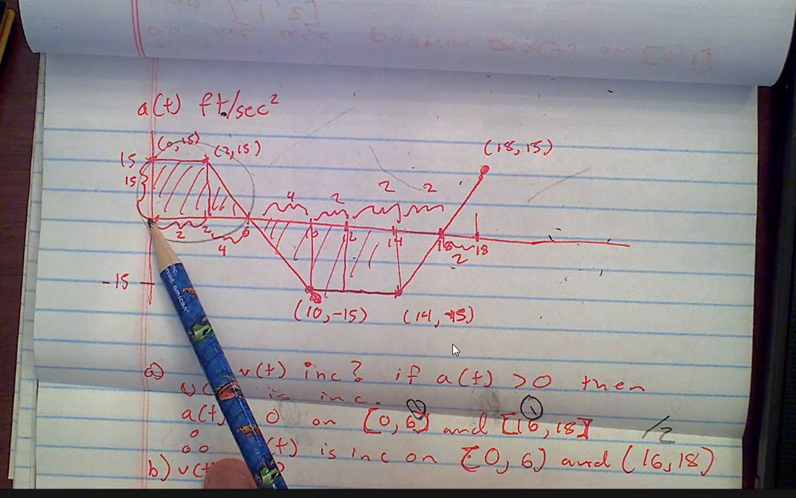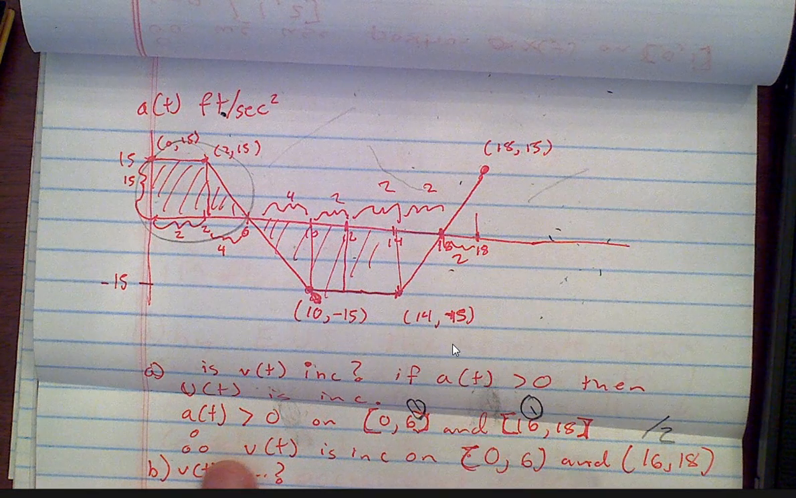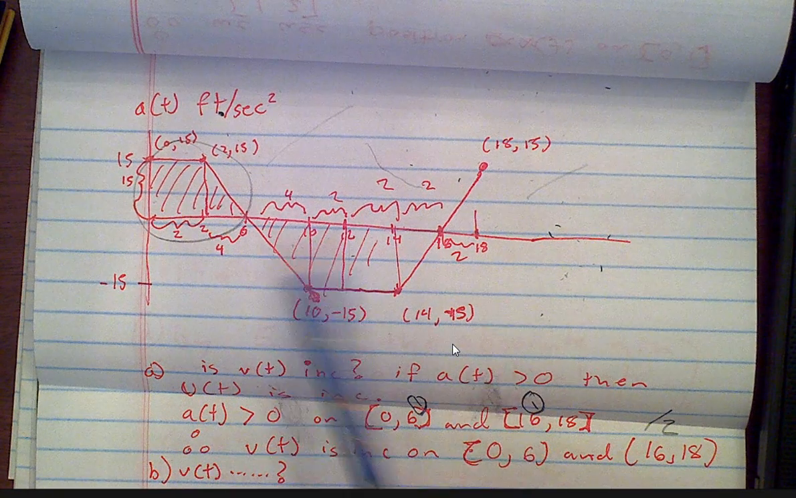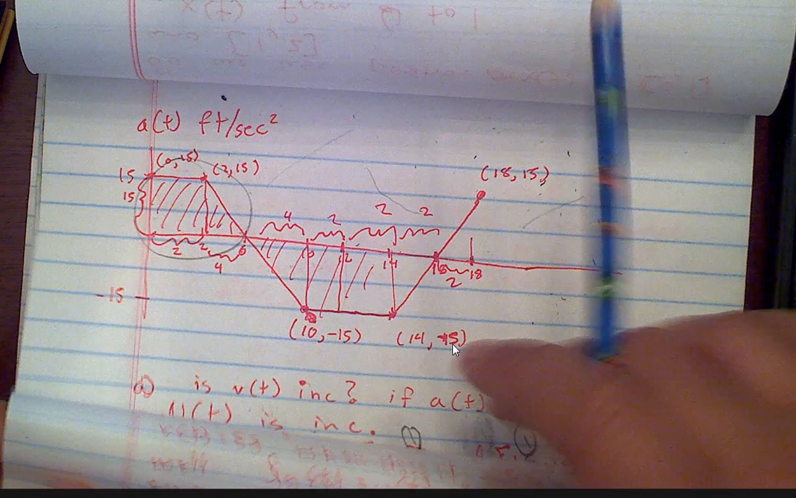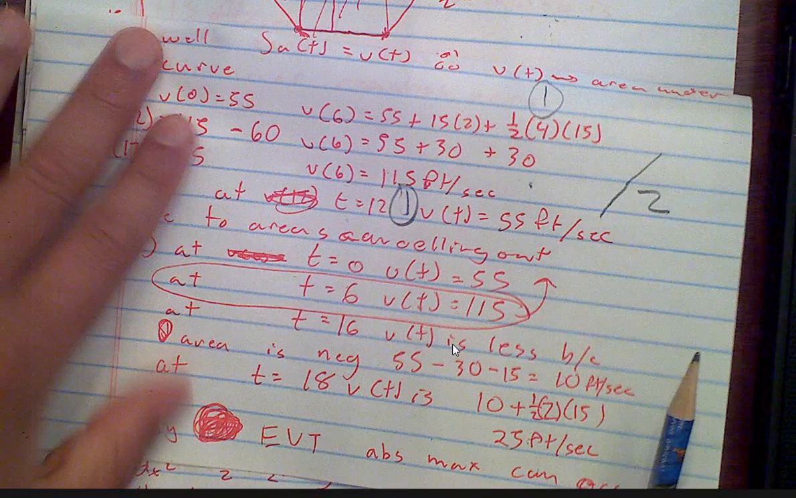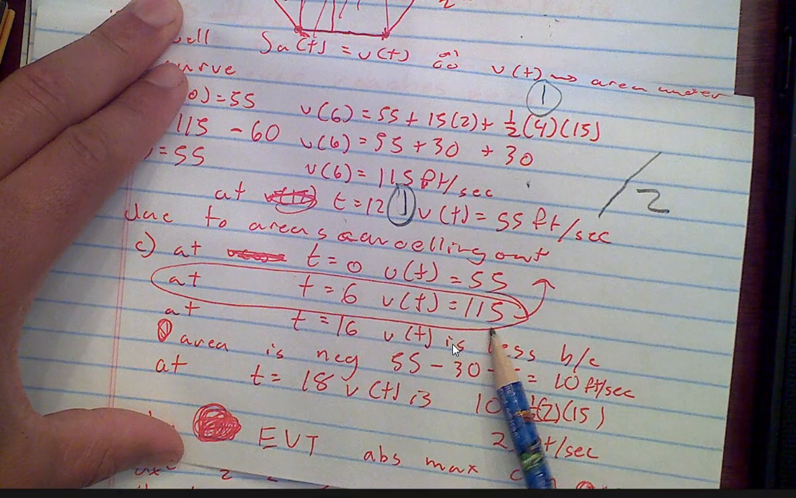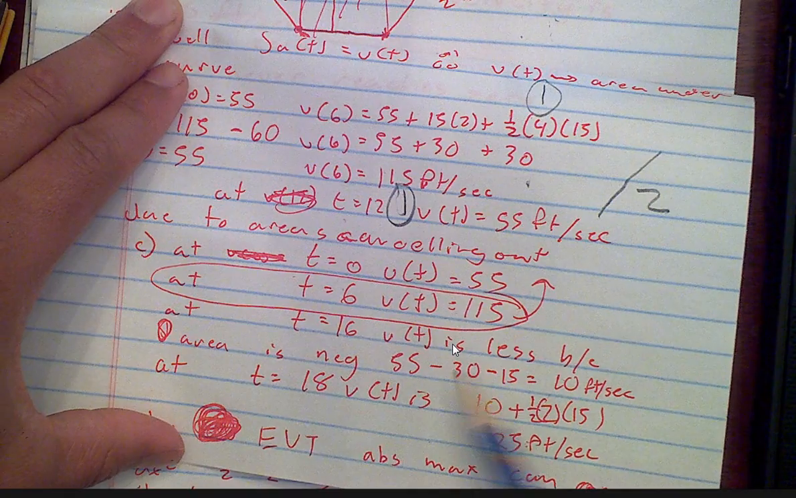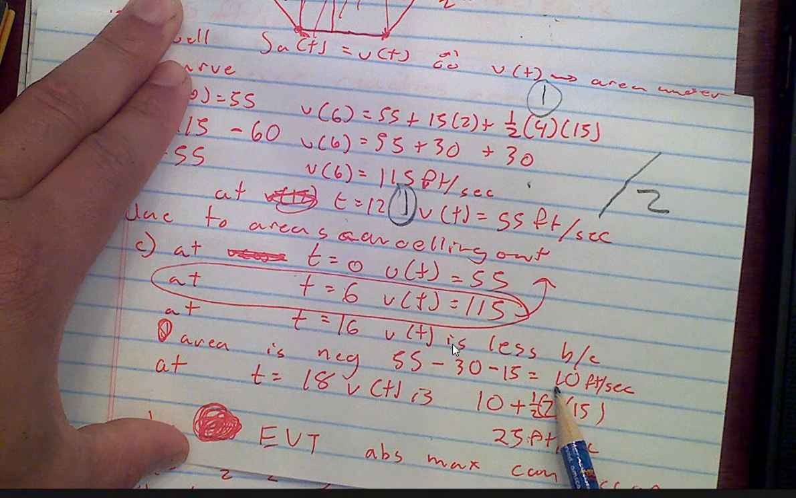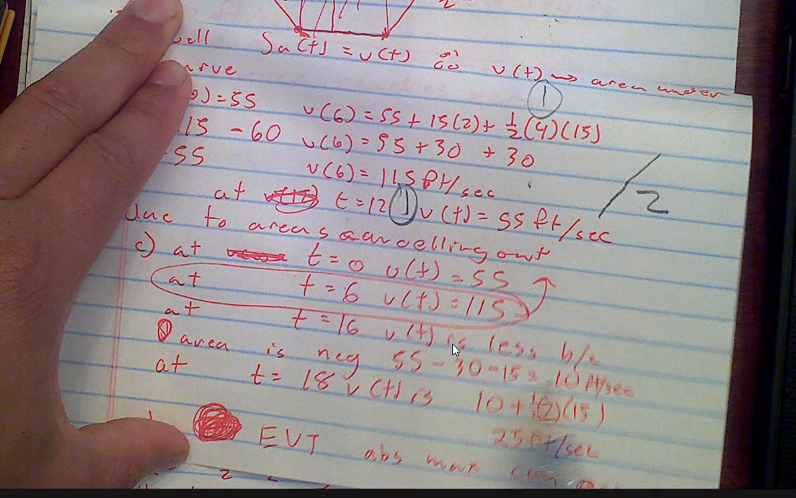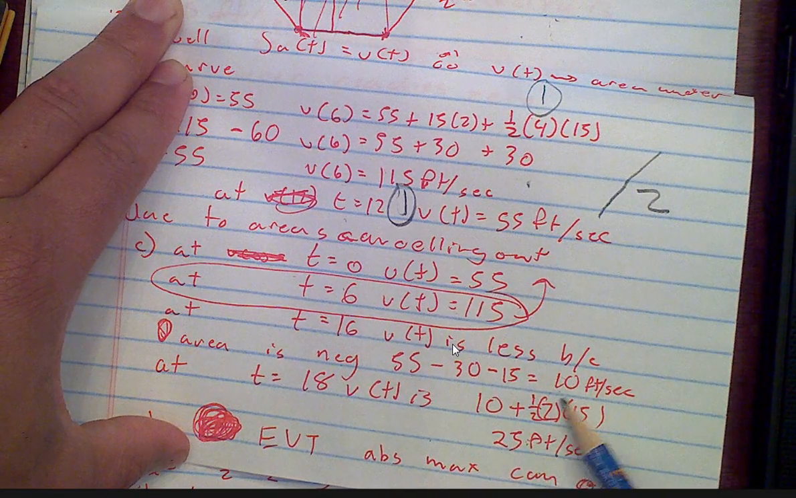What's the velocity at 0? 55. Add the area to get this, minus the area to get that, add the area to get that. So we need to test it at the critical points and the endpoints in order to satisfy the extreme value theorem and find the absolute maximum. So right here, at t equals 0, v of t equals 55. I already found this one. At t equals 16, the velocity is less because the area is negative. So I minus that area. I already found the area at t equals 12, so I just took t equals 12 and minus the rest of the area, and I got 10 feet per second.